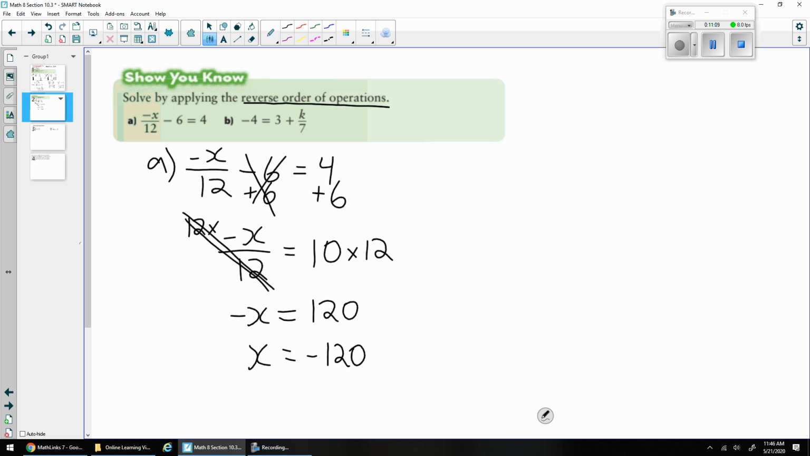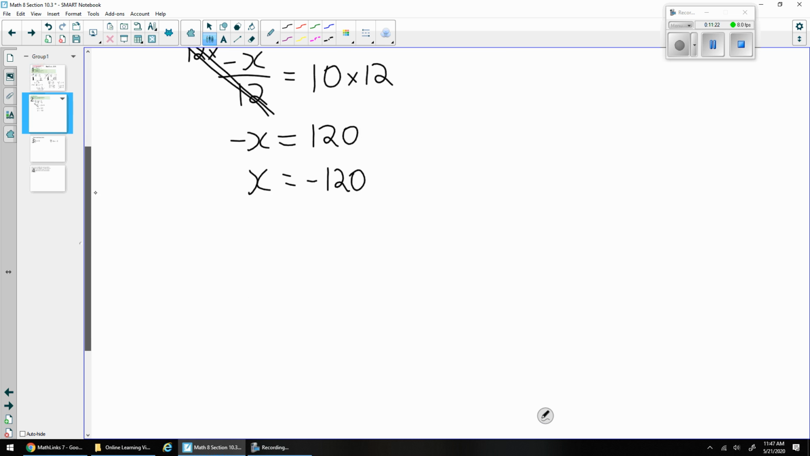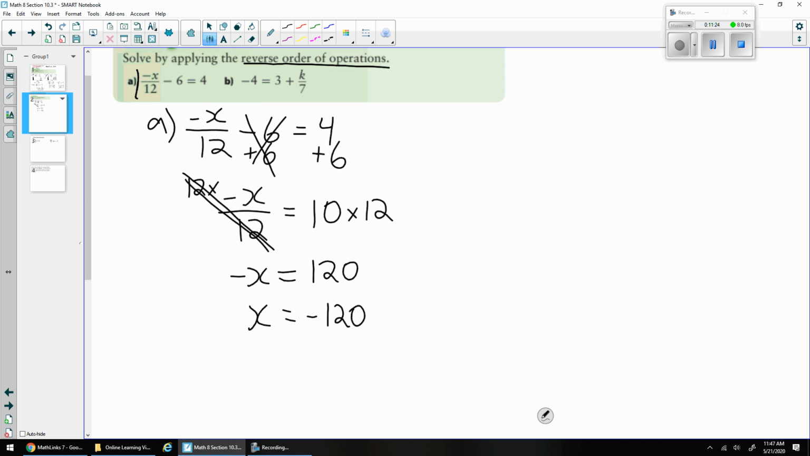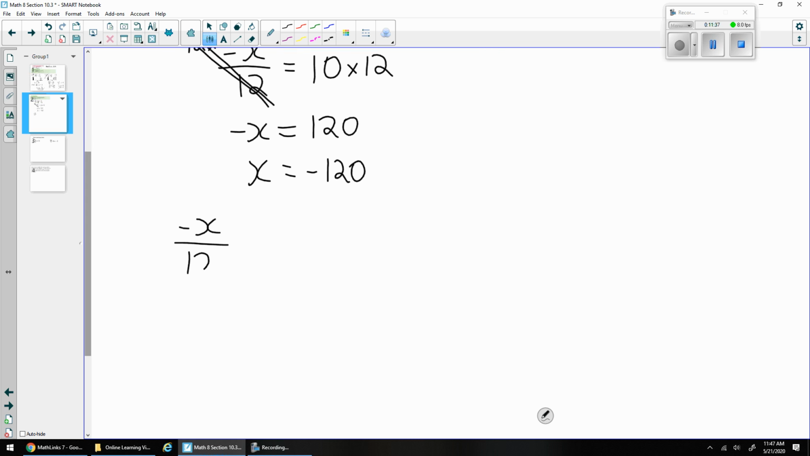Okay, so we can put this into our original equation to check if this is right. Because it's like, well, hey, maybe I made a mistake somewhere. So it's really important to check. So our initial equation, I'm going to take this and put negative 120 in for x. So remember, it was negative x divided by 12, minus 6 is equal to 4. Okay? So this is the initial one.